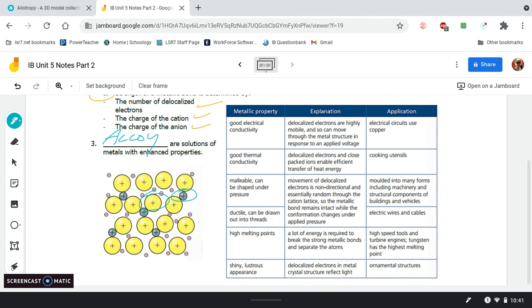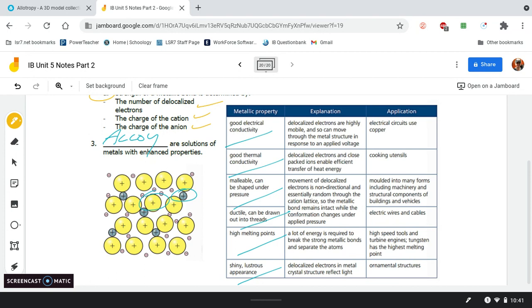What do you need to know? Some metallic properties. This is what you need to know on the test. You need to know that metals are good conductors of electricity, good conductors of heat, malleable, we can make them into shapes, ductile, make them into wires, high melting points, shiny. The why for every single one of these is pretty much the same, and that's why it's so easy to get this right on a test.